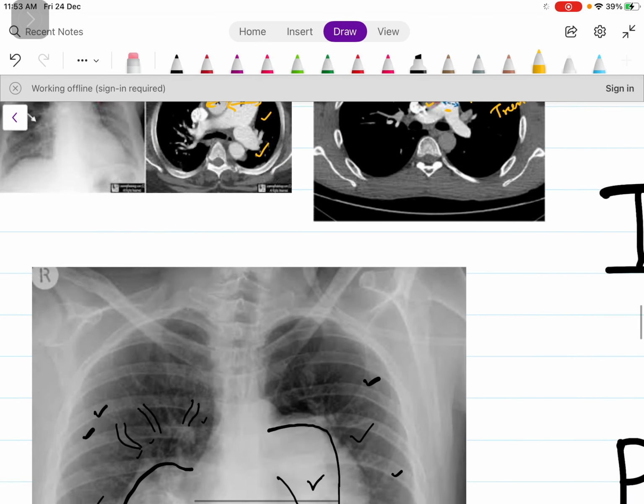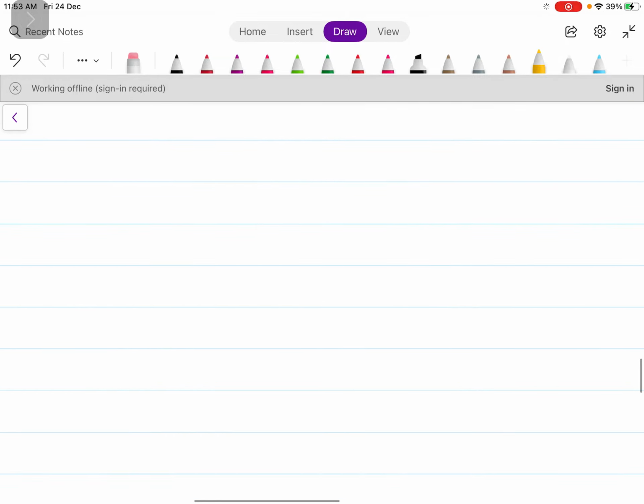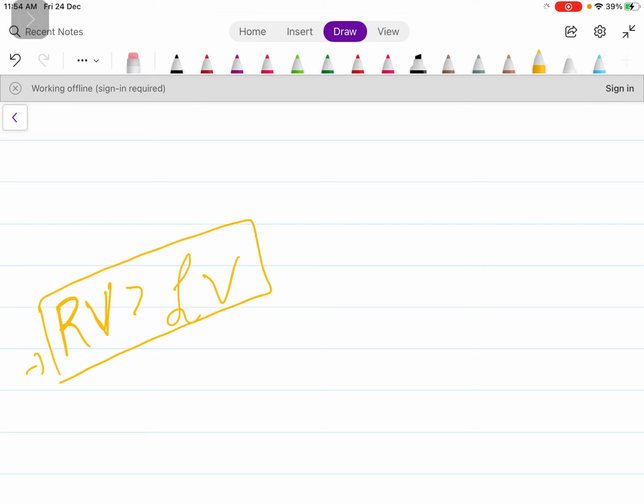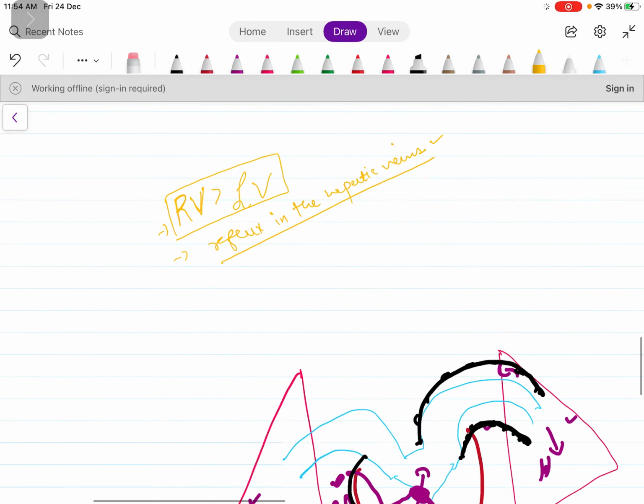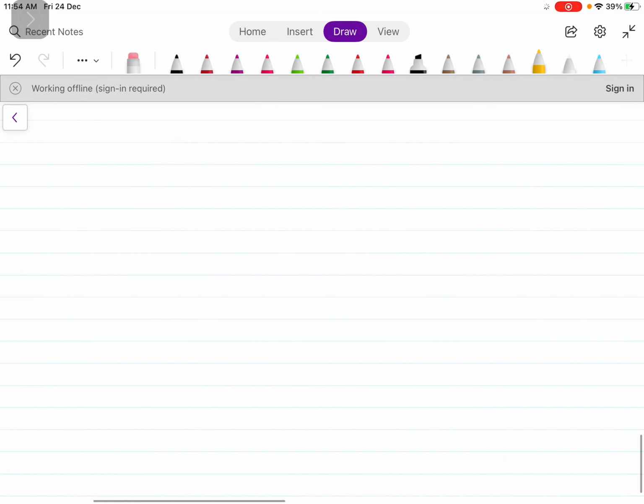In the CT scan you can also find that there is an enlargement of the right ventricular cavity more than the left ventricular cavity. And you can also find reflux in the hepatic veins also in the CT scan. So yeah, that's all for this video.